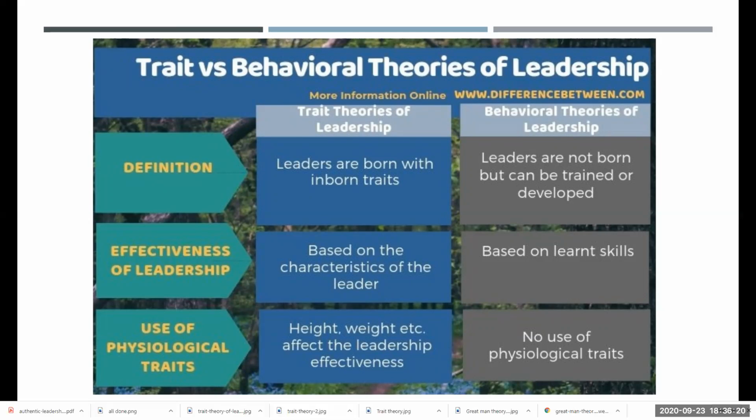but it's those skills that he or she ultimately learns that empowers him to be a successful leader. And then lastly, trait theories, right along with the great man theory of leadership, they argue that physical traits do matter, right? A person's height, their weight, their emotional disposition, their looks, they all do matter in terms of a person's leadership abilities and successfulness as a leader.